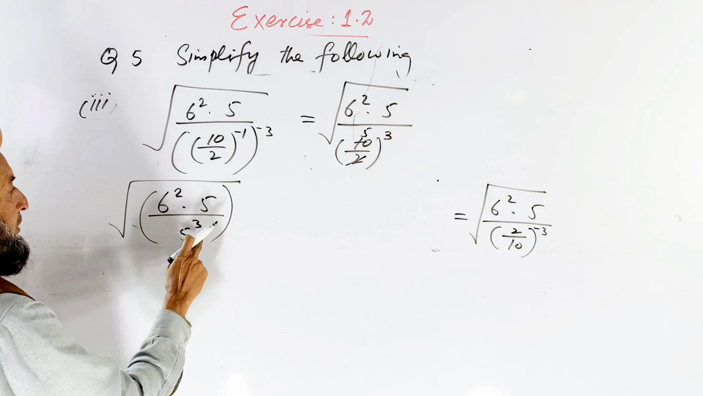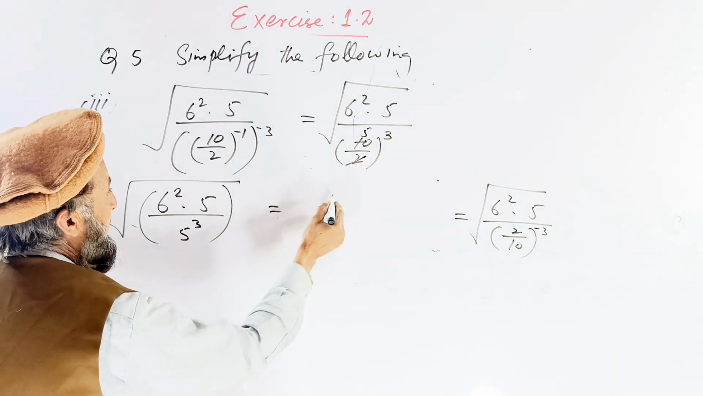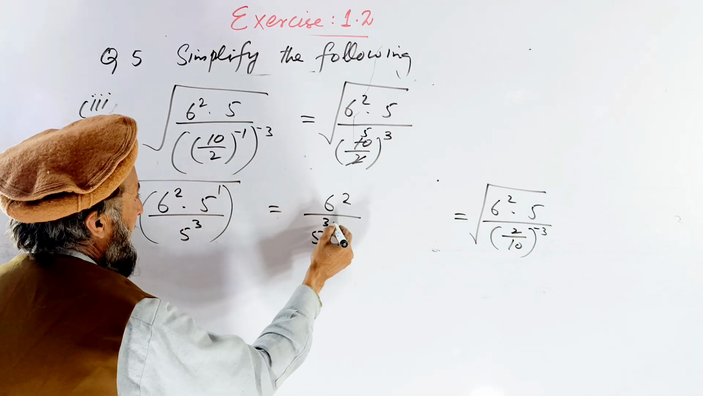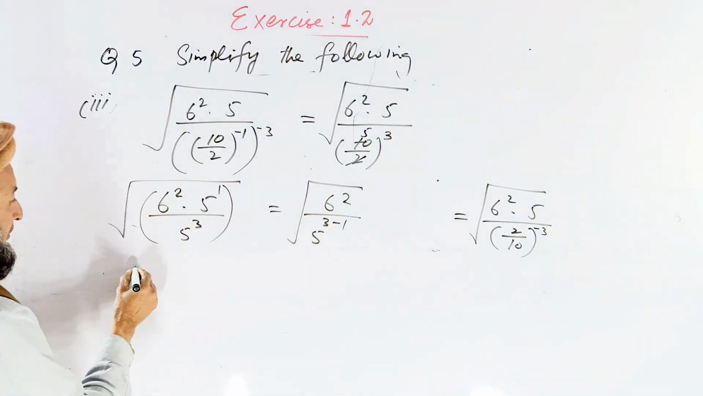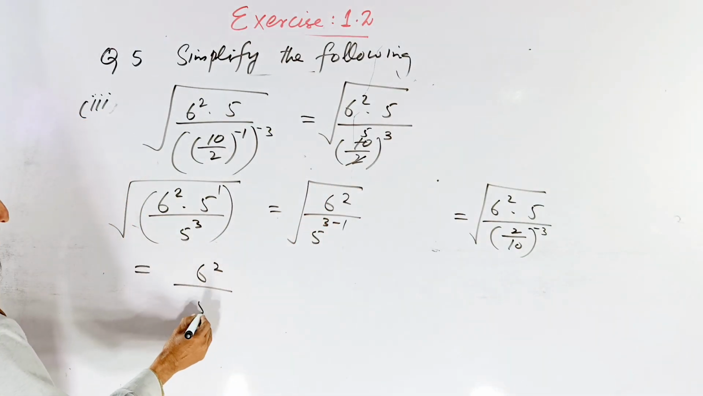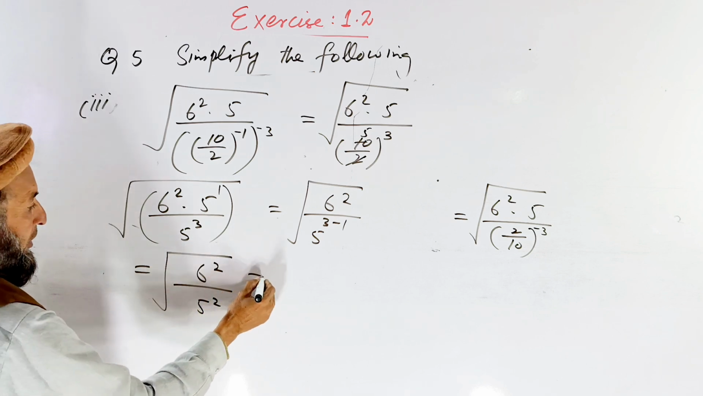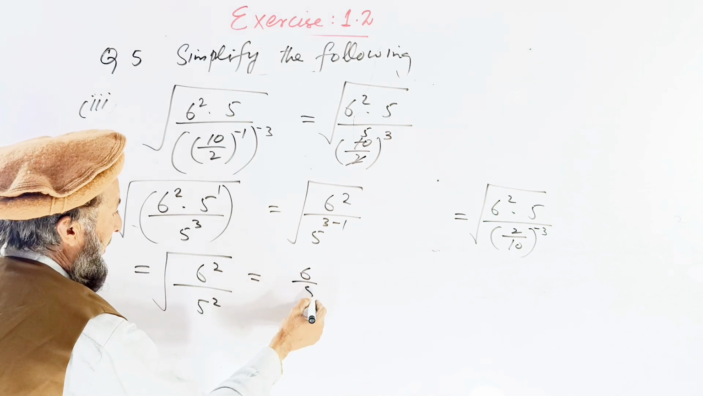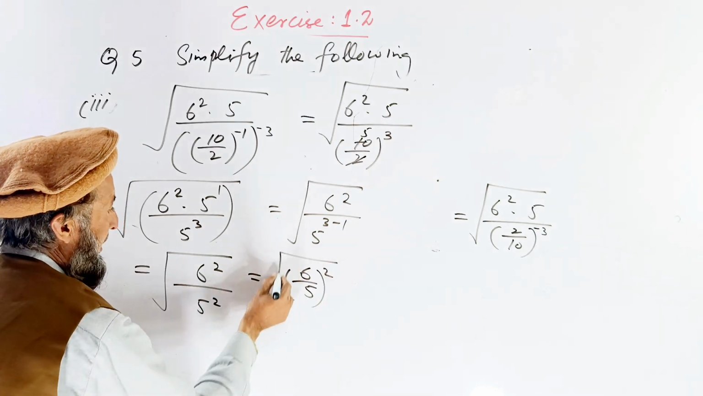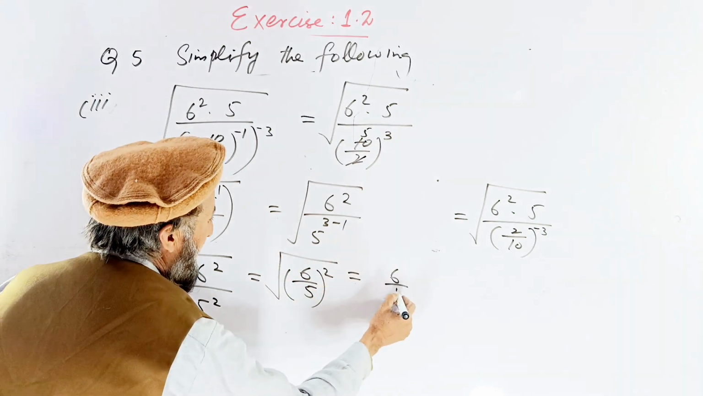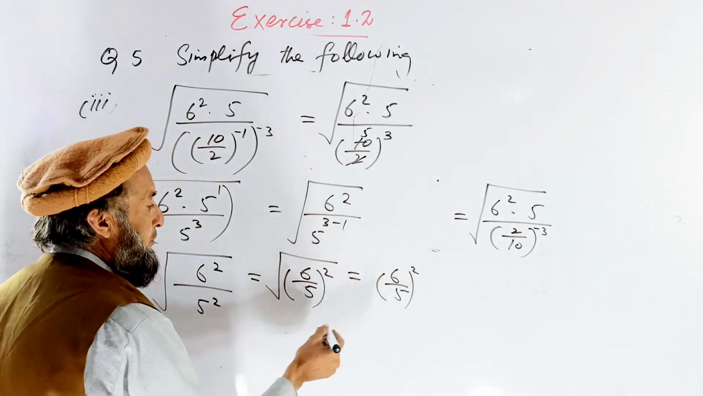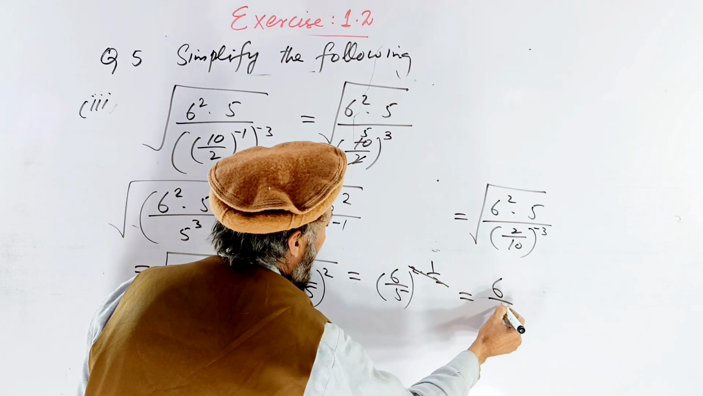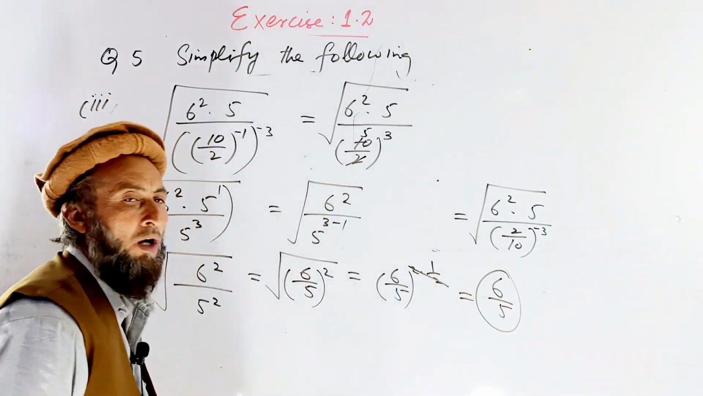Now according to the rule we change this result, we can write 6 square divided by 5 power 3, and here the power is minus 1, and 6 square divided by 5 square root. Now both have square, so we can write 6 divided by 5 whole square and square root. Now 6 divided by 5 whole square and square root, we can write 1 by 2, both are cancelled, so the answer is 6 over 5.